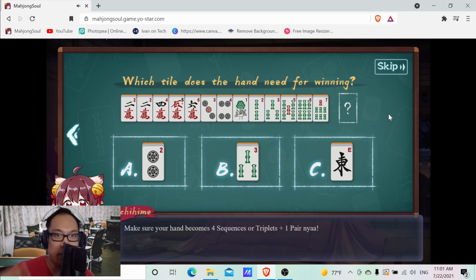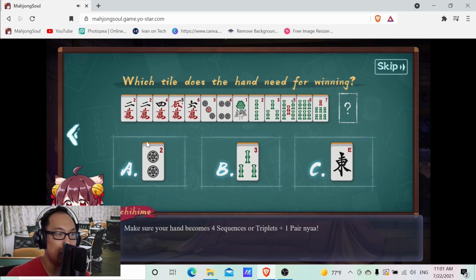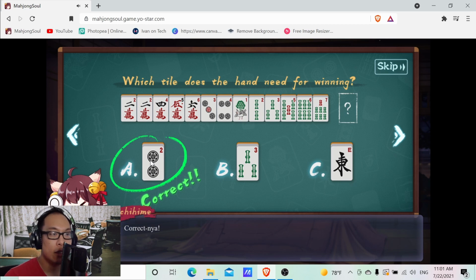Okay, I assume that you paused the video and made a guess, whether it be A, B, or C. And the right answer is A. The reason is that we have a pair here, a sequence here, 4, 5, and 6, and another sequence here, 5, 6, 7. Now, this sequence is not complete. Obviously we need 2 tiles, but they gave you only 1 of them. So you either need 5 of circles or 2 of circles, which is the correct choice that we just made.